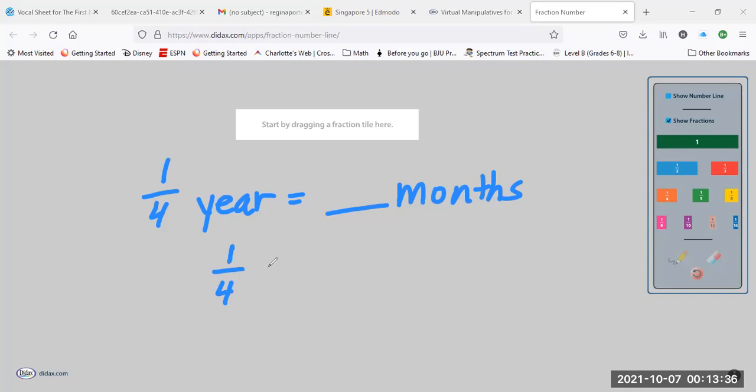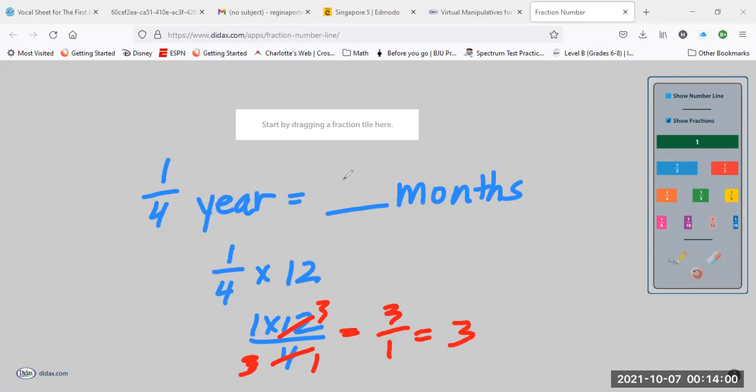1/4 times 12. Well, 1 times 12 over 4. I can see right now that I can simplify. 4 divided by 4 is 1. 12 divided by 4 is 3. 1 times 3 is 3 over 1. 1/4 of a year equals 3 months. So that's an easier one we can convert.